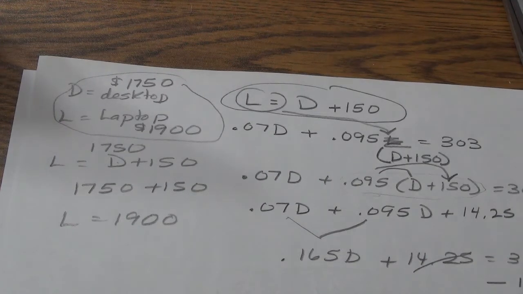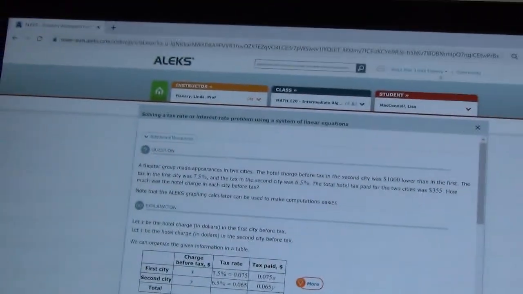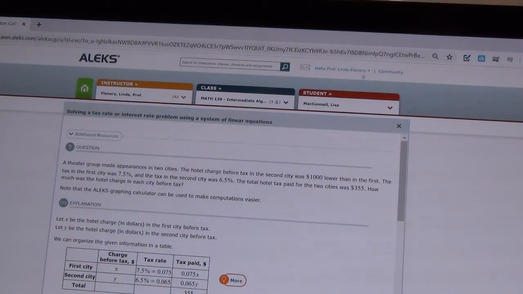I'm going to pull up the next one here. I'm going to move this over so you can see what it said. I don't know if you printed these out or not. It says a theater group made appearances in 2 cities. The hotel charges before tax in the second city was $1,000 lower than in the first. The tax in the first city was 7.5%. The tax in the second city was 6.5%. The total hotel tax paid for the 2 cities was $355. How much was the hotel charges in each city before taxes?